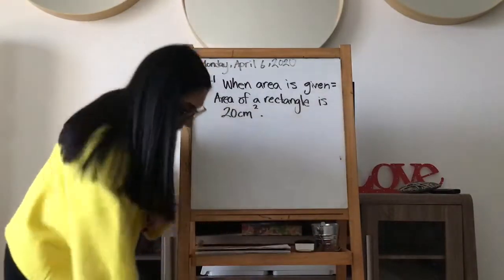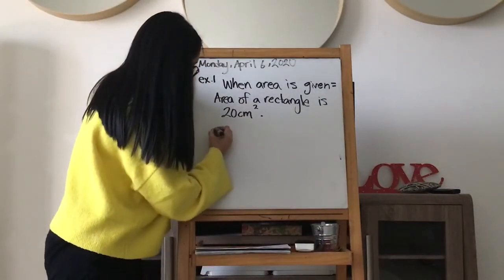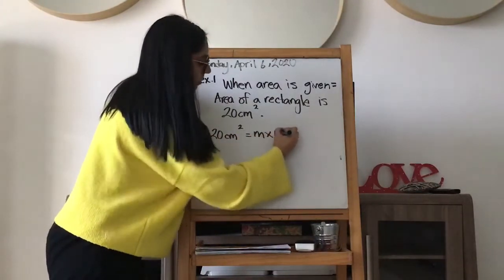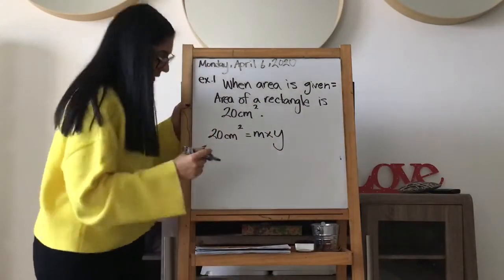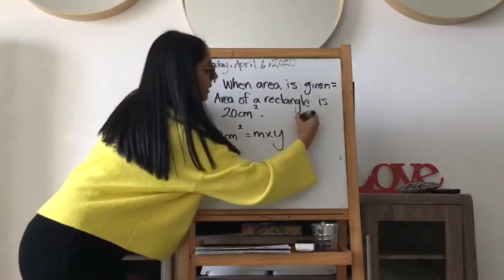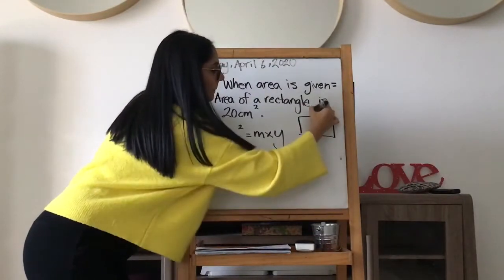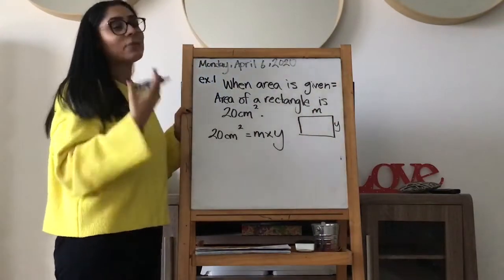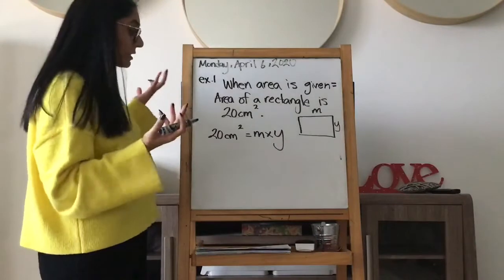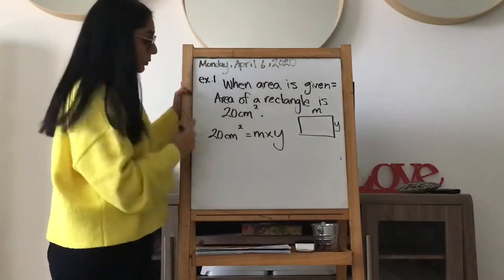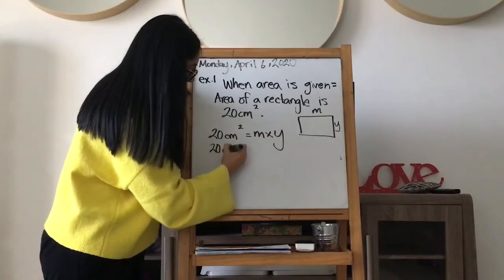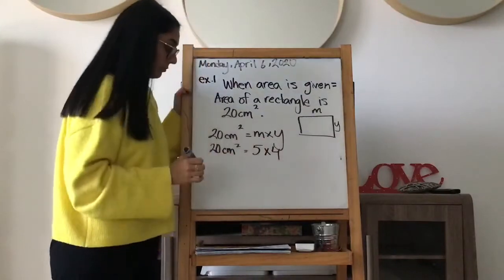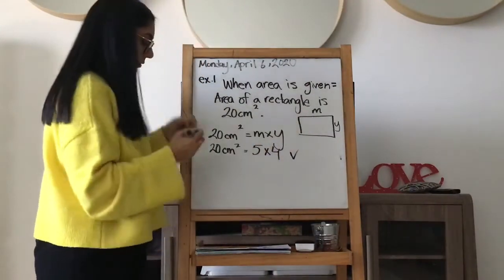From step two, I got 20 centimeters squared is equal to M times Y. So what two numbers can I multiply so that it equals 20? I'll put my rectangle here. M times Y. Think of your multiplication facts, which is why multiplication is so, so important. What two numbers multiply to equal 20? So 20 centimeters squared is equal to 5 times 4. That's one. That would be correct. What's another one?